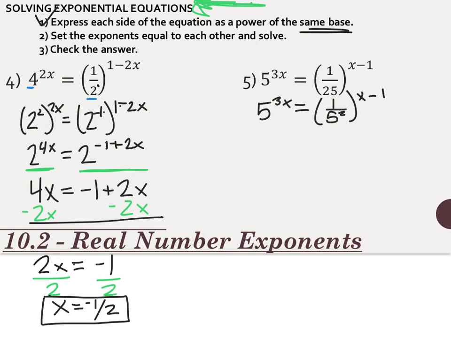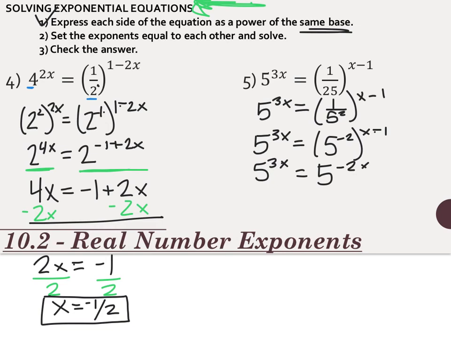We still don't have the same base though, because one's a solid 5 and then one's that 1/5. So we need to flip it. So this stays 5 to the 3x, and then if I bring him up, my exponent becomes negative. And so now I finally have the same base. I'm going to multiply my exponents together. So again, I'm distributing. This is still 5, and then it's negative 2x plus 2.